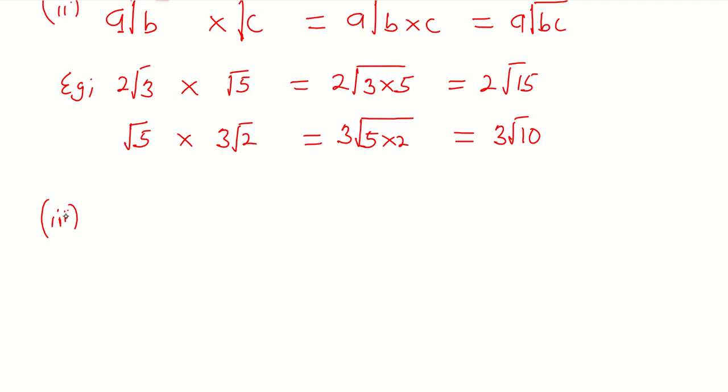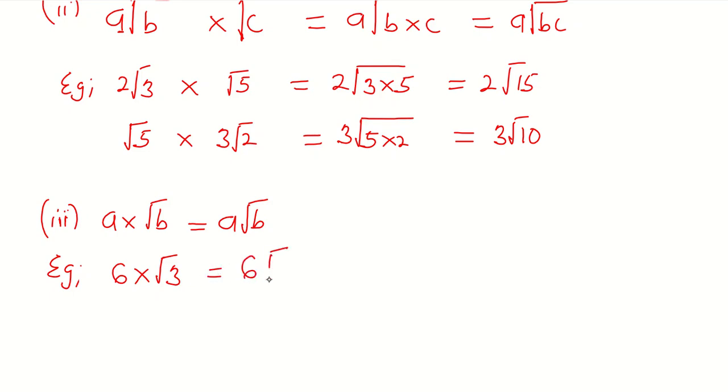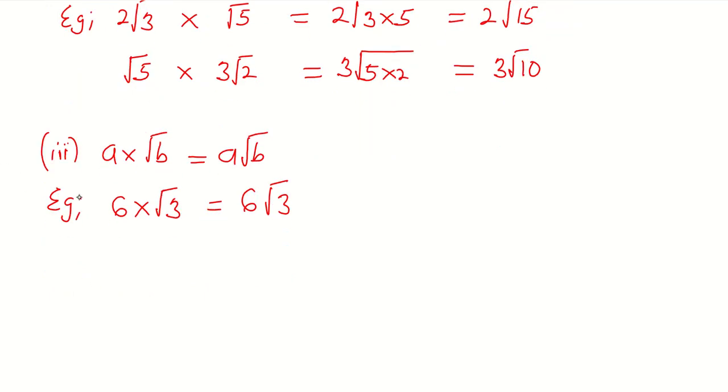And the third type, we are talking about A times square root of B. So if that happens, then we are going to have our answer as A square root of B. So the A is going to multiply the square root, and we have A square root of B. So for example, we can think of 6 times square root of 3, and thus we are going to get 6 square root of 3. The 6 is going to multiply the square root sign or the square root.